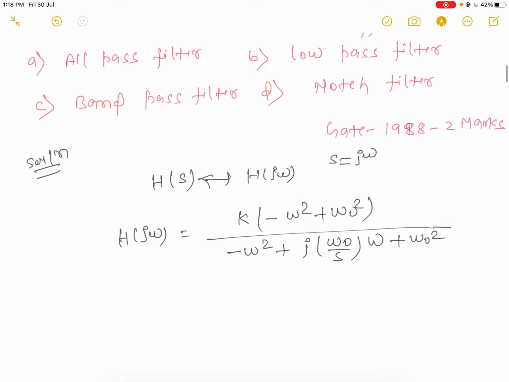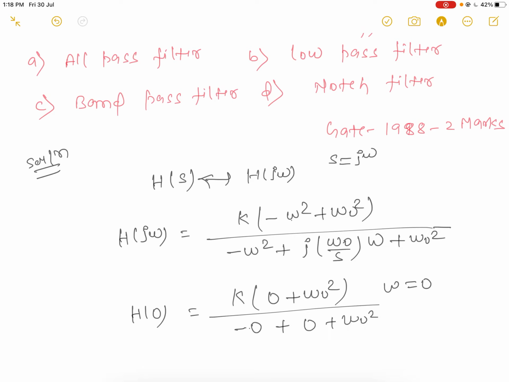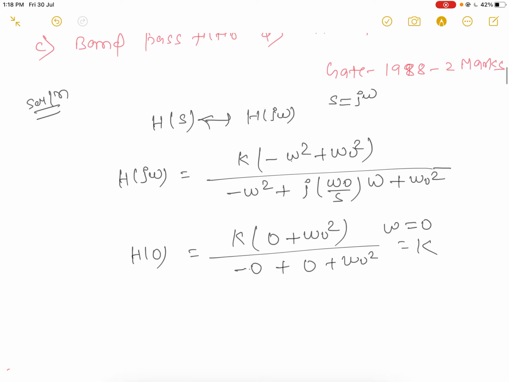To check at low frequency, it means omega is equal to 0. Put omega as 0. When you put omega equal to 0, the numerator is k(0 plus omega naught square) and the denominator is minus 0 plus omega naught square. You will get a constant value. It means low frequency will be passed.